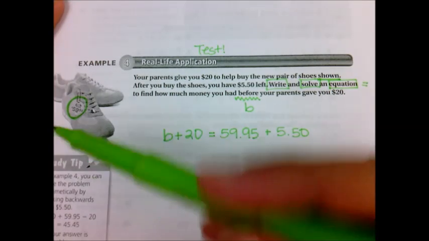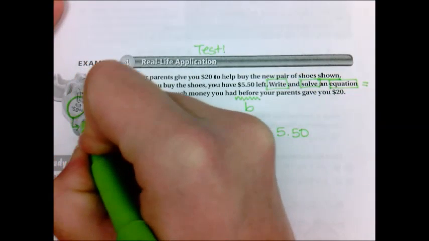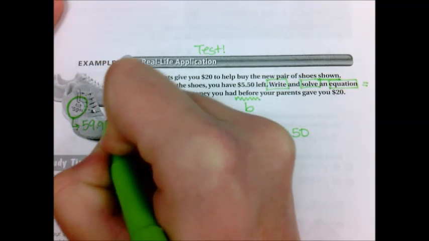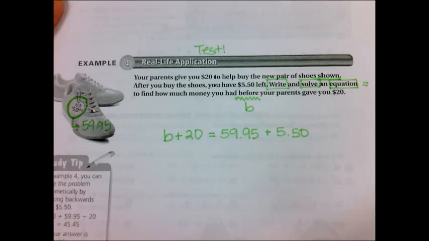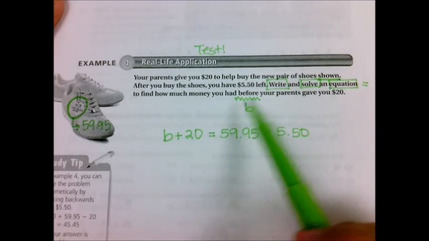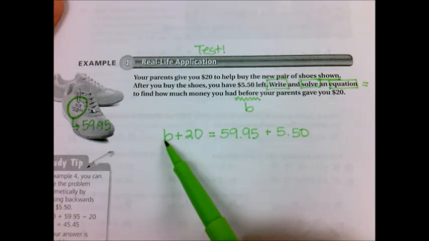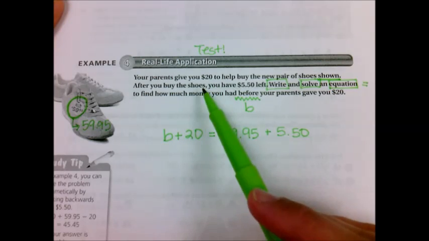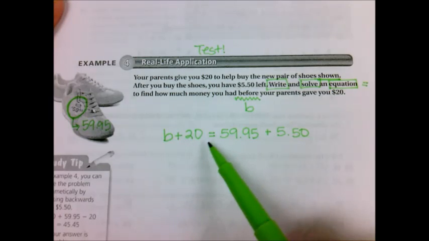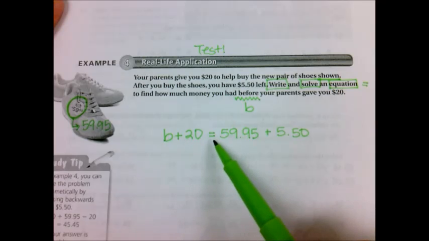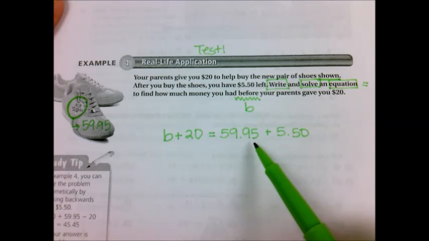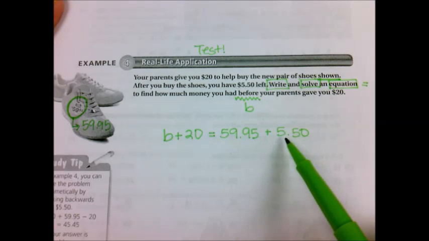Anytime it says shown, it means they're giving us valuable information. This price tag over here is really difficult to read. We're going to assume that's $59.95. When I'm writing my equation, I'm taking the money I had before, b, adding the $20 the parents gave, and that total amount equals the cost of the shoes, $59.95, plus how much money was left over.